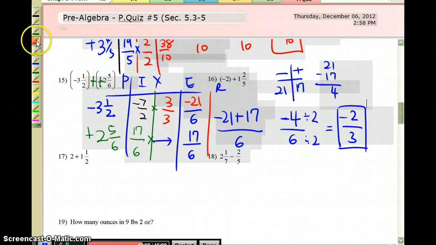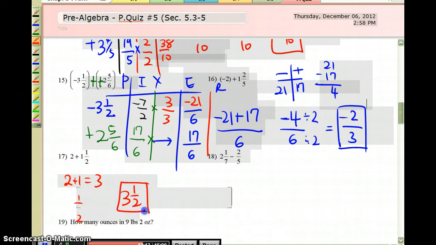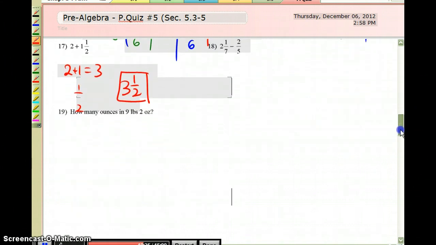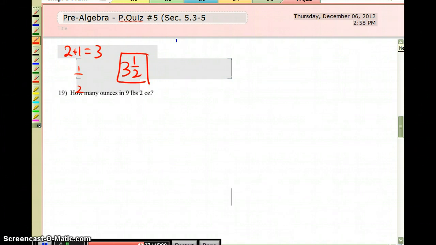Number 17 might be more of a mental math question. 2 plus 1 makes 3, and then the half will just be added on to the answer, giving you 3.5. You can do it that way and not have to do P.I.X.E.R for 17. Okay, and then starting on the bottom of the worksheet, here we go.